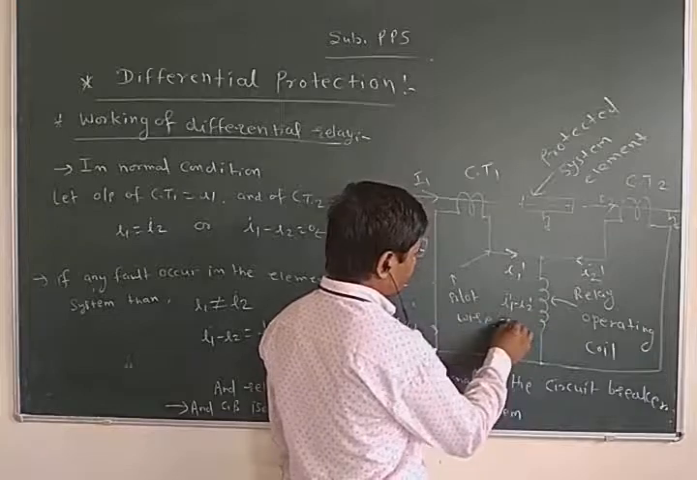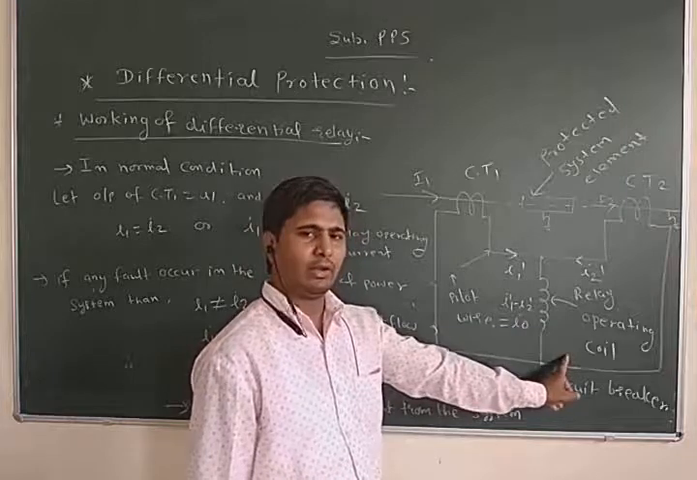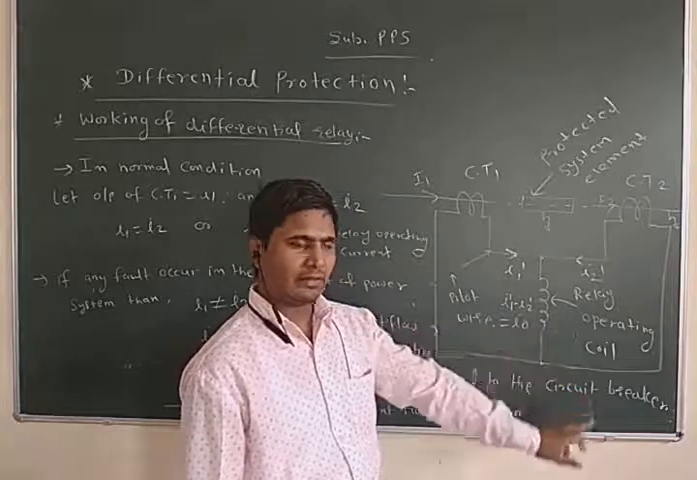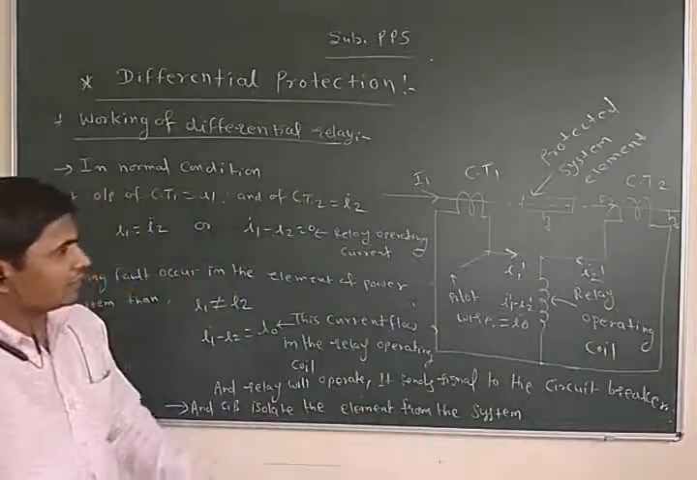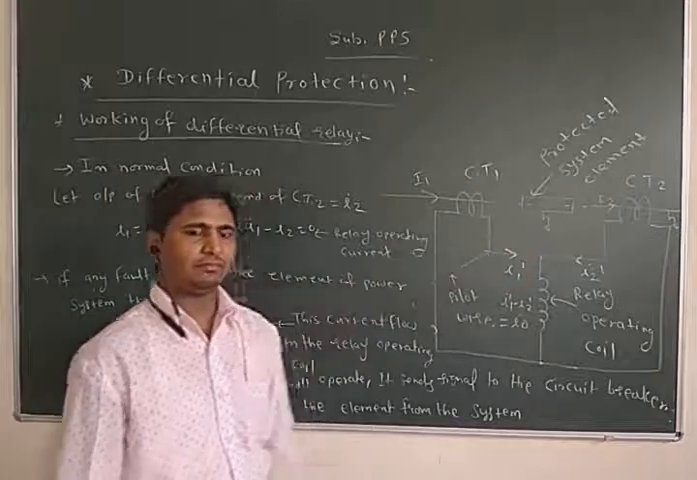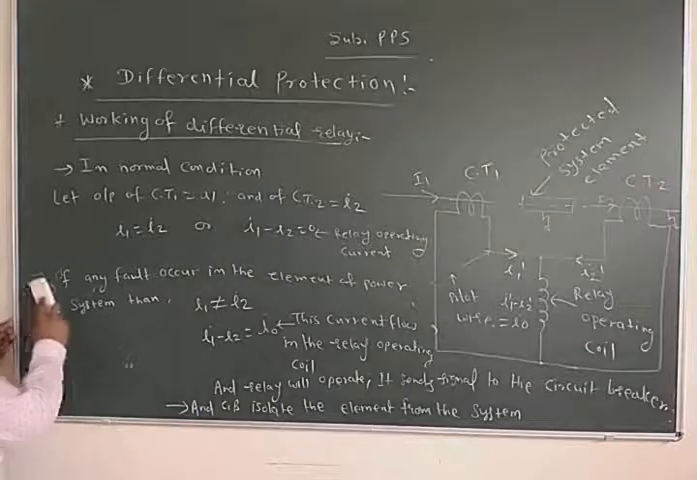which is equal to I0, there is a current in the relay operating coil, due to which the relay operates and sends a signal to the circuit breaker, and the circuit breaker isolates the circuit from the system. So this is the procedure of the differential protection scheme to protect power system elements. Differential protection is used for the protection of transmission line, generator, transformers and bus bars.